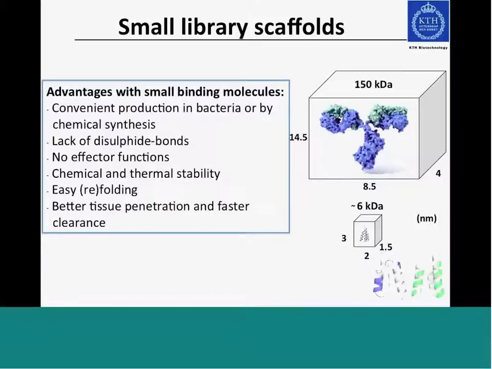Since the smaller proteins lack the Fc part of the antibody, they don't induce any effector function if you apply them in vivo. They are often thermally and chemically stable, and of course you may choose a domain or a protein as your scaffold which has those advantageous properties. Normally the folding process is also easier for smaller protein domains, and if you apply them in vivo, you may get a better tissue penetration and faster clearance compared to an antibody.